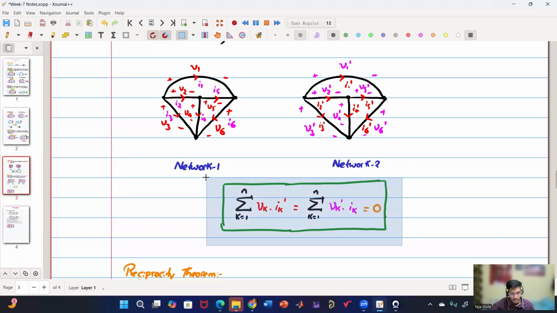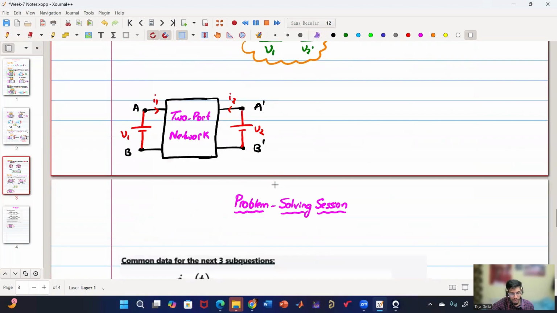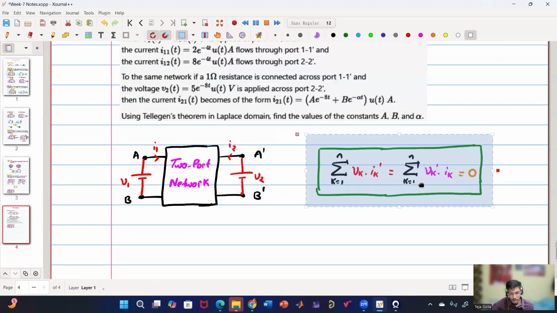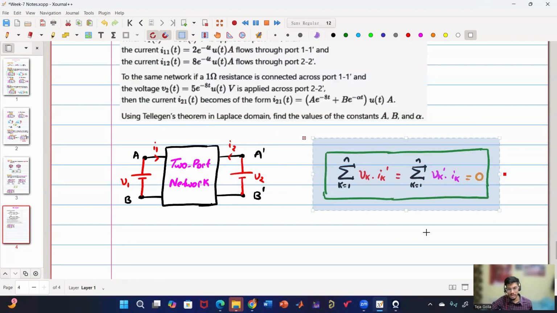Sir, is the summation 0 or are both terms equal? In the theory, the sum is equal to 0, as well as this equal to that, and these two are equal. Oh, okay.